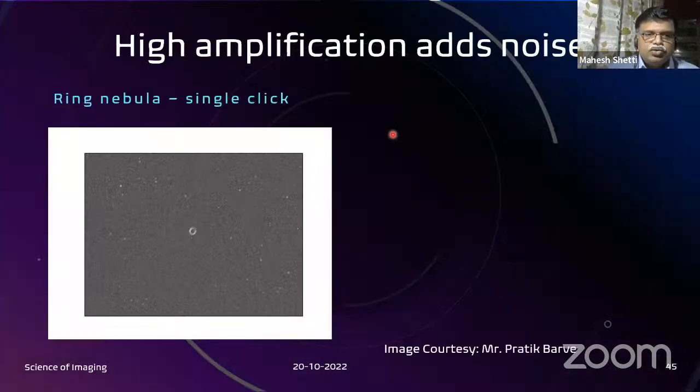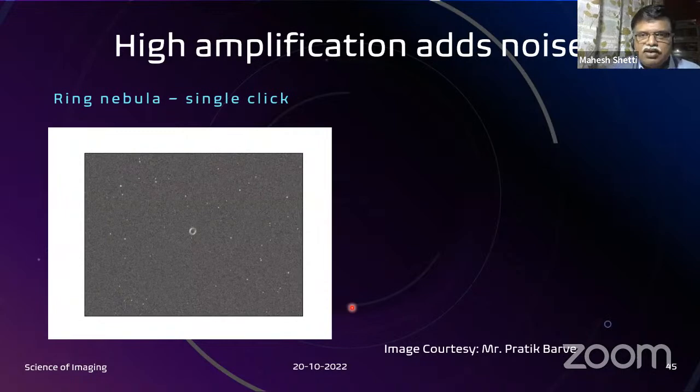So this is a picture again taken by one of my students. This is the single click Ring Nebula picture, and you see that the ISO number was kept so high that there's a lot of noise over here. Now you add 50 pictures.